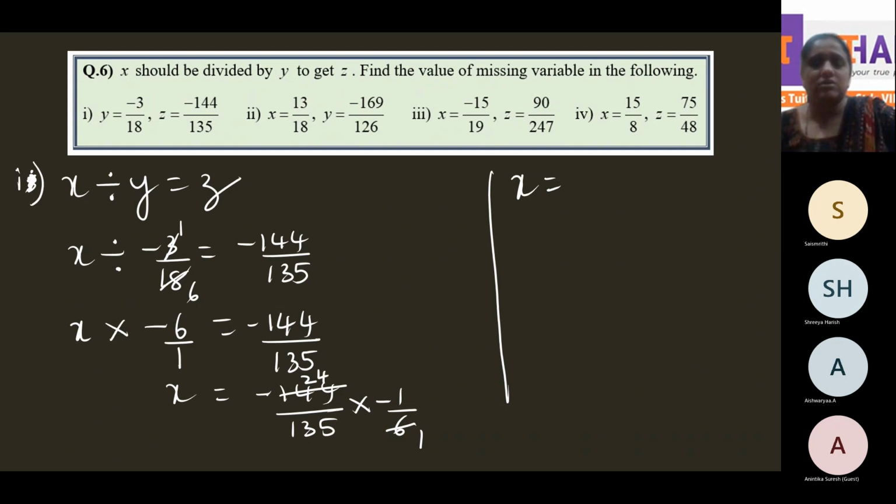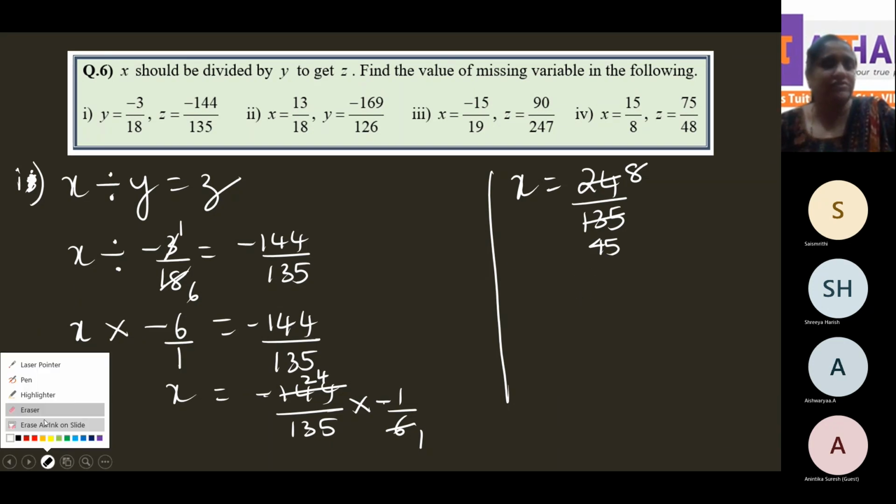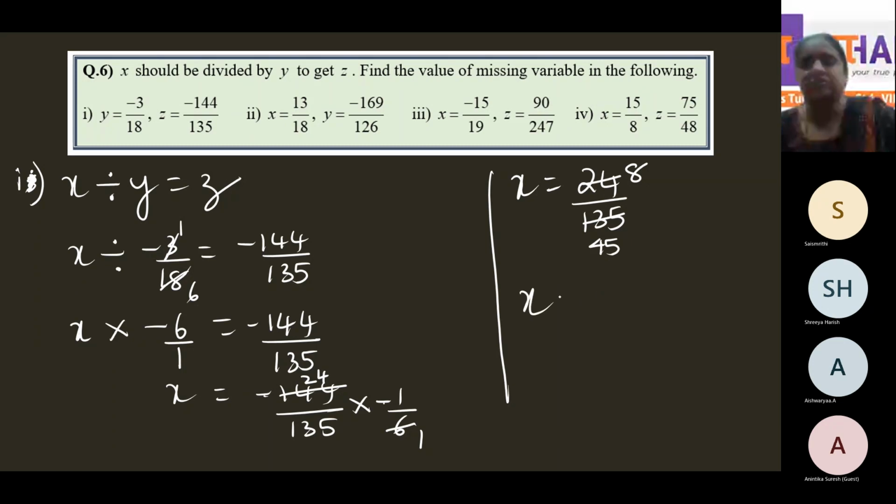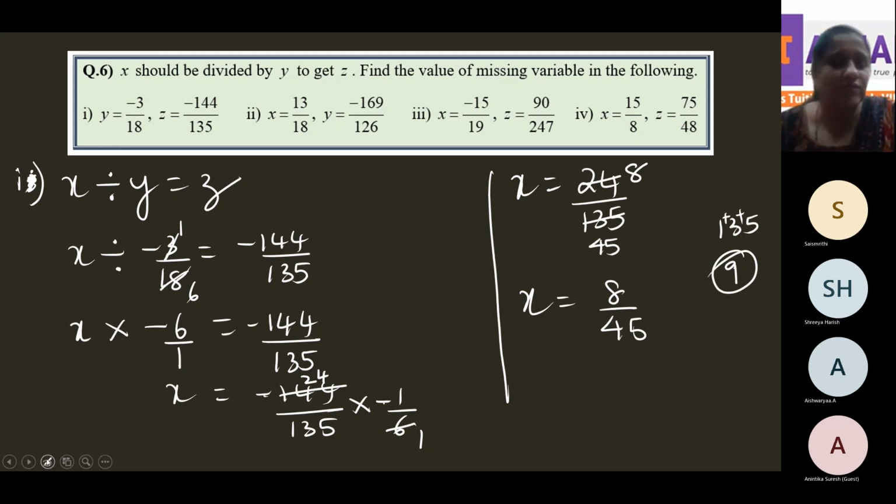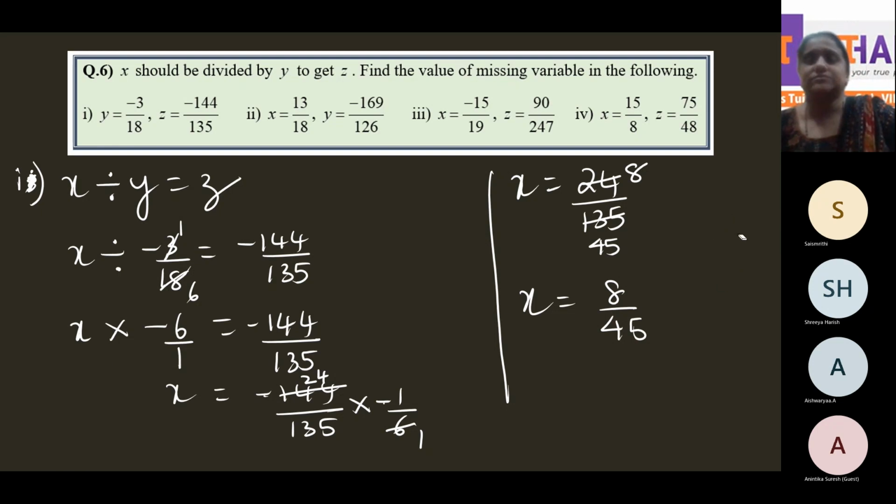So it will be plus 24 upon 135. Yeah, but you can simplify this further in the tables of 3. So 3 eights are 24, 3 fifteens are 45. So 8 by 45. x is equal to 8 by 45. Now, how do we realize that the numbers are divisible by 3? By using the test of divisibility. Because 135, the sum of the digits is 9, 1 plus 3 plus 5 is 9, and 9 is divisible by 3. So 135 is divisible by 3.